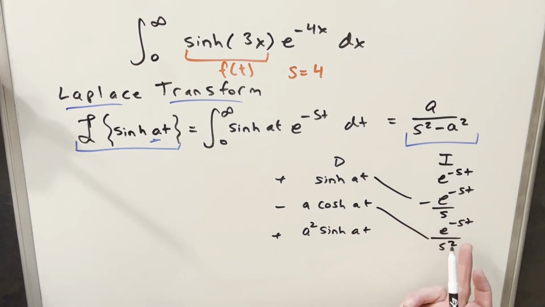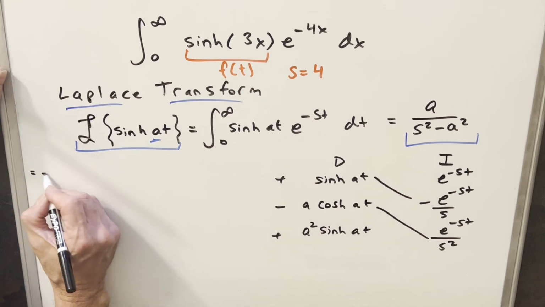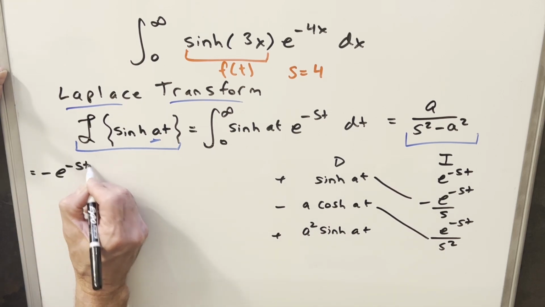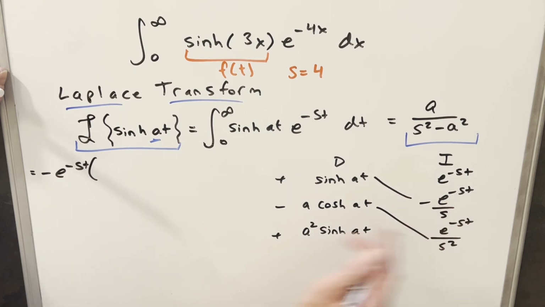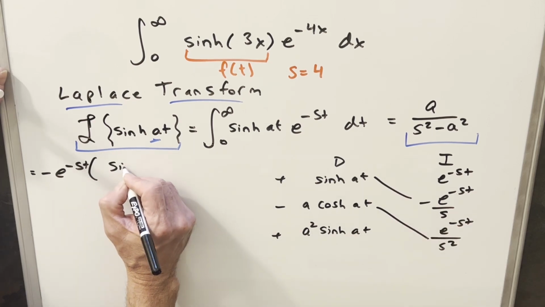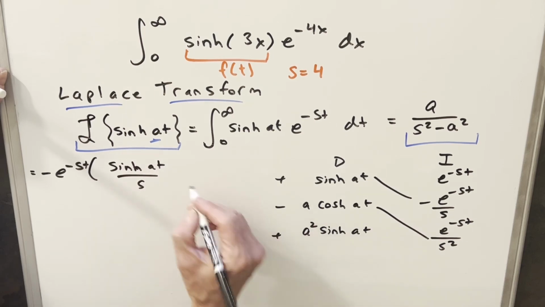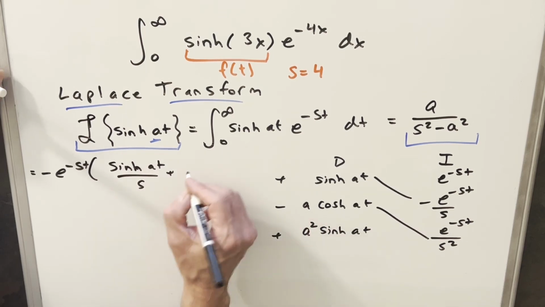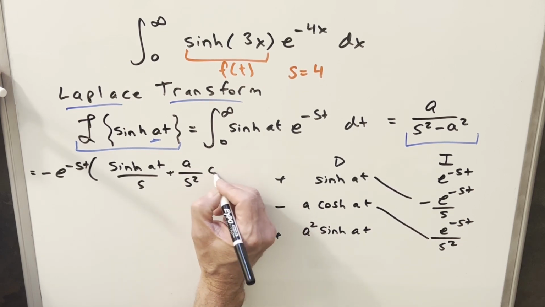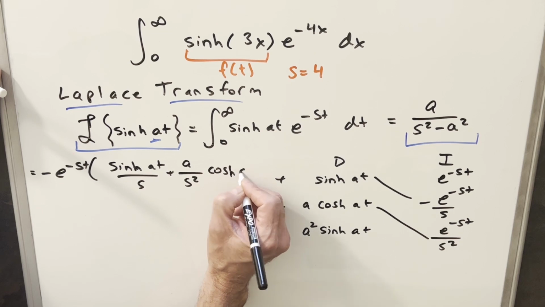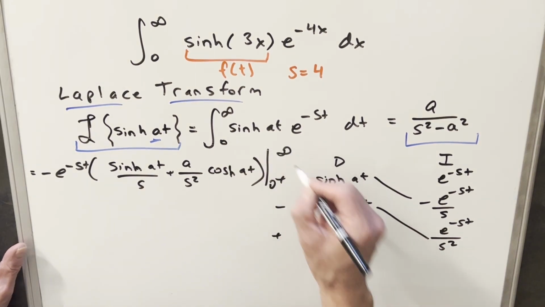What I'm going to do is factor out an e to the minus st, and I'm also going to factor out a minus sign as we have it in both of these. So we'll write minus e to the minus st in front. Then let me do this carefully. So I'm going to have sinh at over s, and then here we're going to have a plus sign. This is going to be a over s squared cosh at. And we're just going to evaluate this from 0 to infinity.